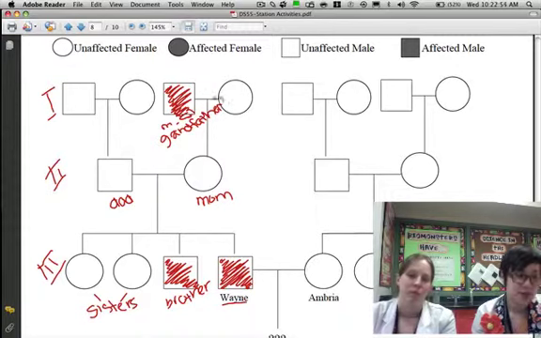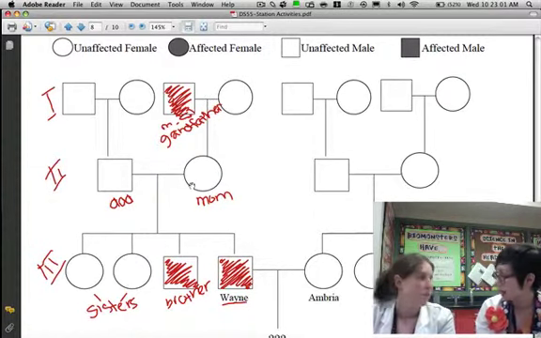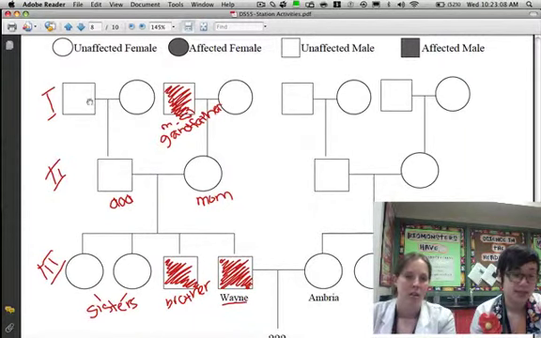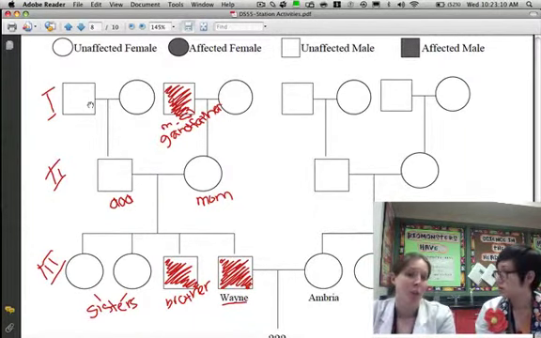And then the last thing that it says about Wayne is that neither of Wayne's paternal grandparents, so paternal, we're talking about his dad. All right, so his dad's parents. Here's his dad's parents, his dad's mom, and his dad's dad. And it says that neither of them have the disease. So we're going to leave them unshaded.